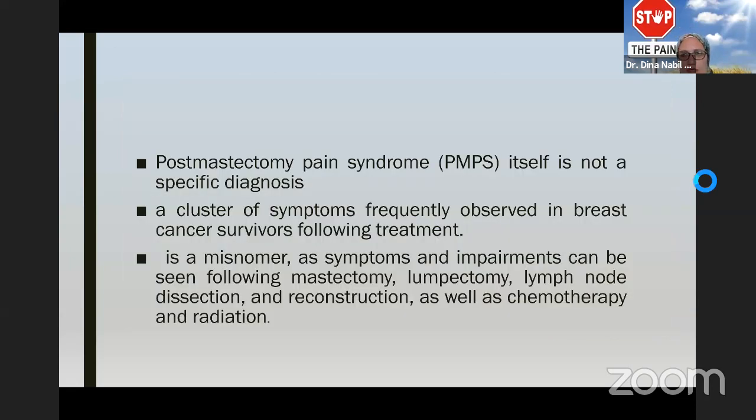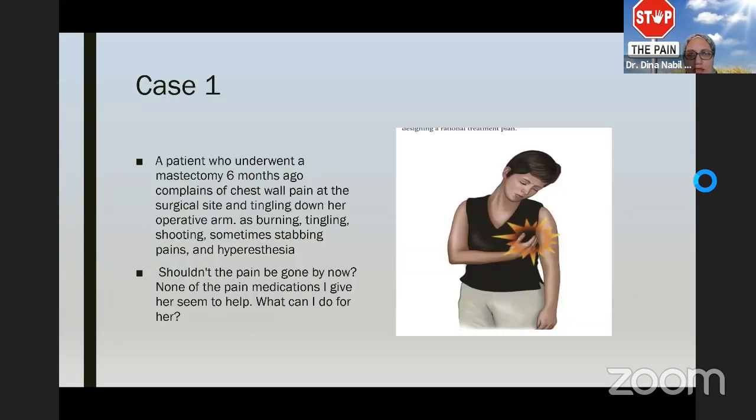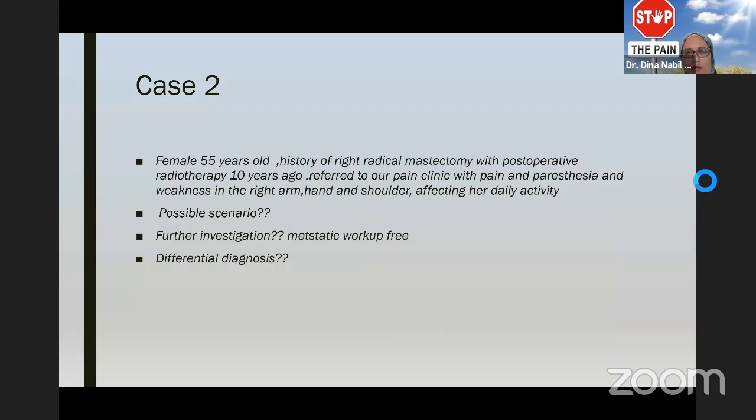Post-mastectomy pain syndrome is not a specific diagnosis. It is a cluster of symptoms observed in breast cancer survivors. Actually, it is a misnomer that can be seen following mastectomy, lumpectomy, lymph node dissection, reconstruction, as well as chemotherapy and radiotherapy. This is a common scenario. We find such a patient complaining, 6 months after mastectomy, of chest wall pain at the surgical site, tingling, burning sensation, and shooting pain in her upper arm, and she is cancer-free. In another scenario, patients complain of burning pain up to 10 years after radiotherapy, and she is cancer-free.